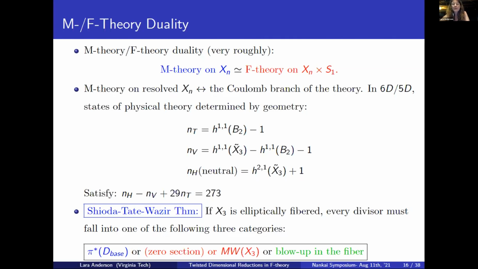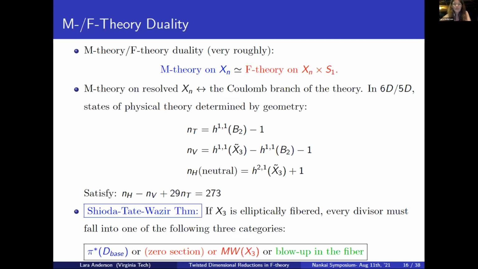And your degrees of freedom are very nicely parsed for you for Calabi-Yau threefolds via a geometric theorem due to Shioda, Tate, and Lazier, which says if X3 is elliptically fibered, then every divisor inside the threefold has to fall into one of 3 categories. Namely, it has to be a pullback from the base, a 0 section, or an element of the so-called Mordell-Weil group, i.e. the group of rational sections to the fiber, or a blow up in the fiber, a so-called fibral divisor, i.e. the E7 degrees of freedom in my previous slide.